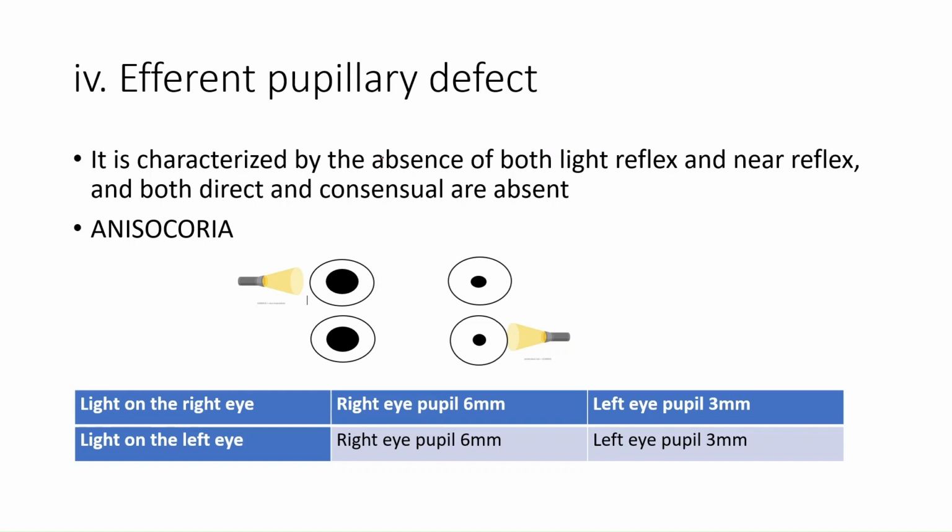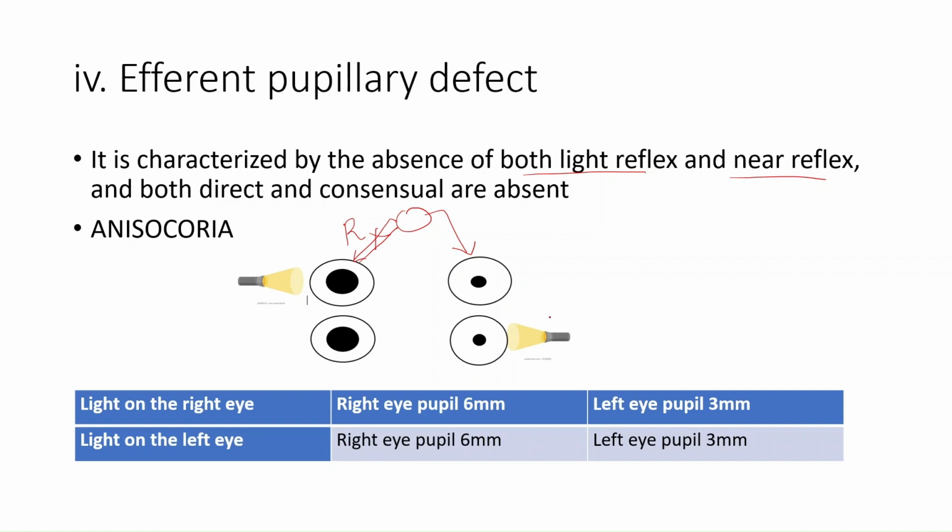So let's move on to efferent pupillary defect now. It is characterized by absence of both the light reflex and the near reflex. Both the reflexes are gone. If you shine the light on the right eye, the right is not constricting, but the left is constricting. Why? Because the efferent pathway from the midbrain to the left eye is working. From the midbrain to the right eye, not working.